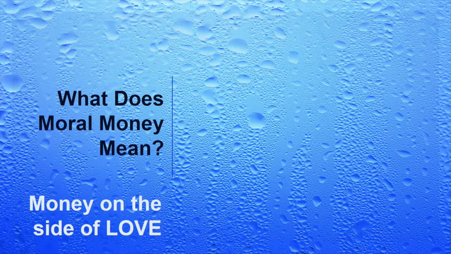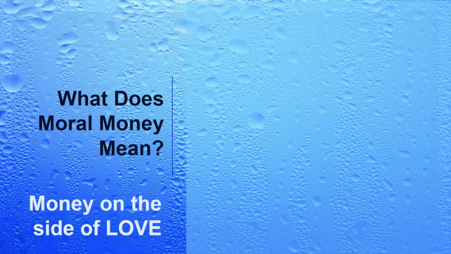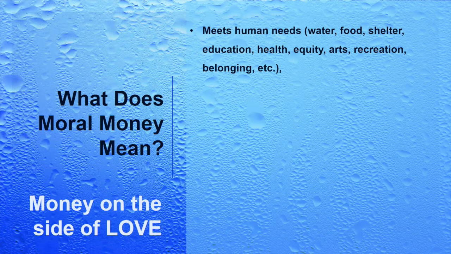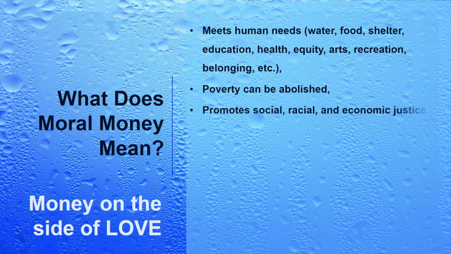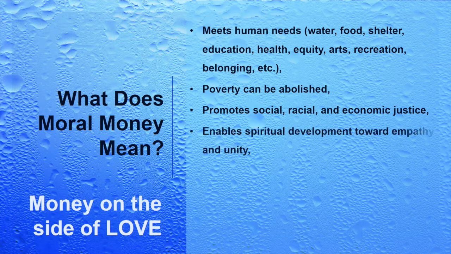Now, if we wanted to understand what a moral money system would mean, what its goals might be, what would that look like? Well, money can meet human needs for water, food and shelter, education, the arts, recreation, having a voice in our own destiny. Poverty can be abolished with a different kind of money system. A money system could promote racial, social, and economic justice. It could enable spiritual development toward empathy and unity, whereas the money system we have now does not do that.